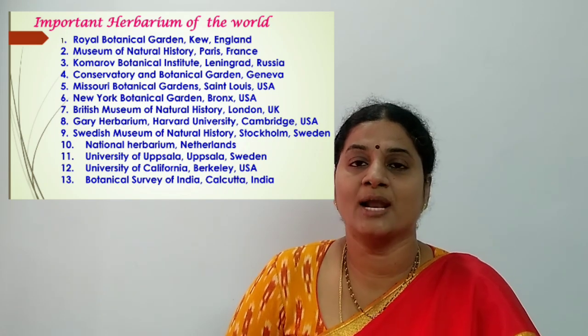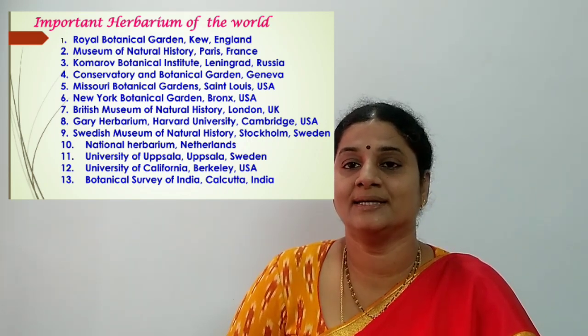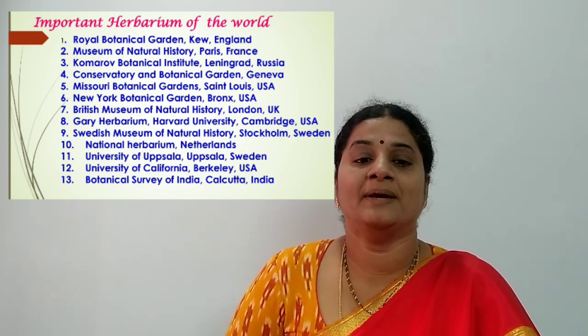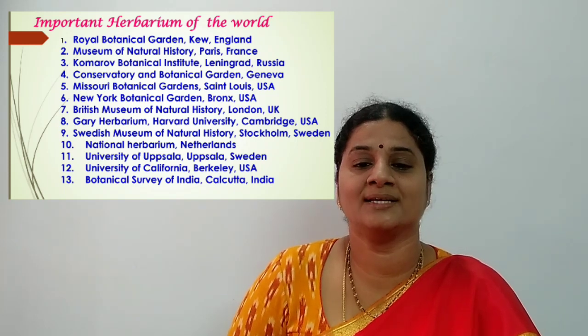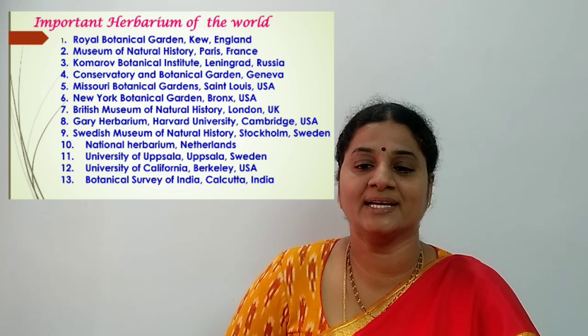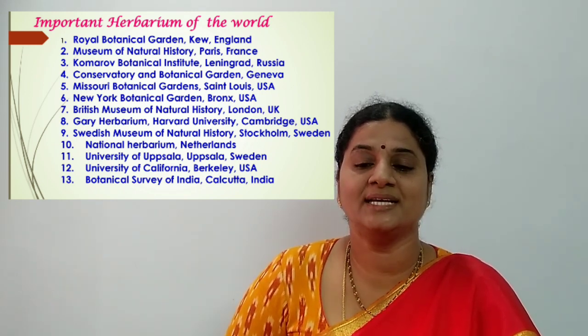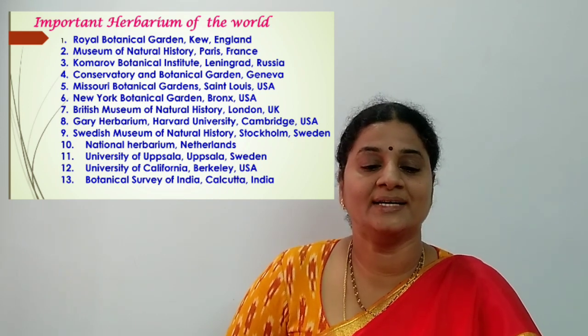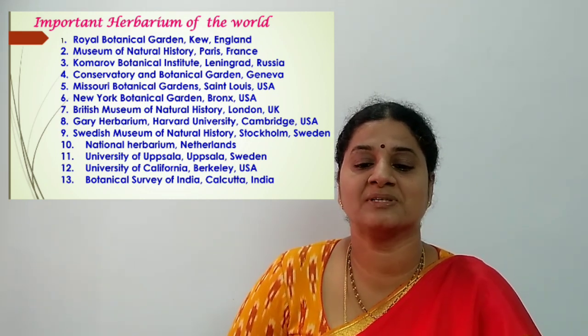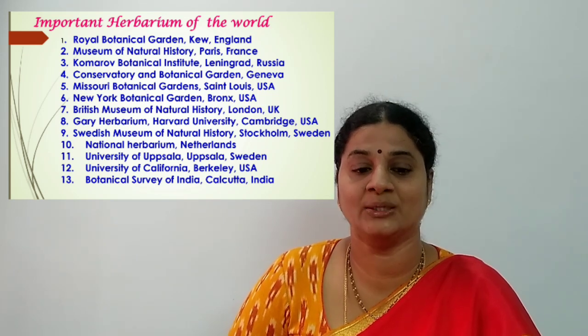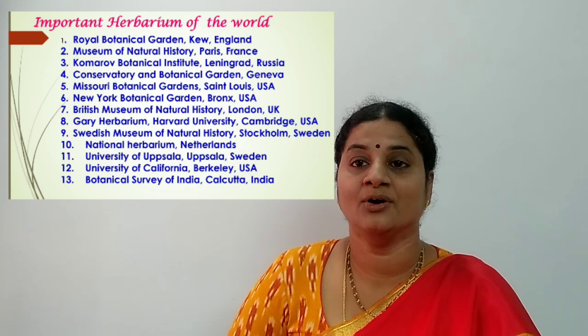Number one is the Royal Botanic Gardens, Kew, England. It has almost 6.5 million specimens in its account. Then the Museum of Natural History, Paris, France; Komarov Botanical Institute, Leningrad, Russia; Conservatory of Botanical Garden, Geneva; Missouri Botanical Garden, St. Louis, USA; New York Botanical Garden, Bronx, USA; British Museum of Natural History, London, United Kingdom; Gray Herbarium of Harvard University; Cambridge University; Swedish Museum of Natural History, Stockholm, Sweden; National Herbarium, Netherlands; University of Uppsala, Sweden; University of California, Berkeley, USA; Botanical Survey of Calcutta, India. All these are very important herbaria of the world.